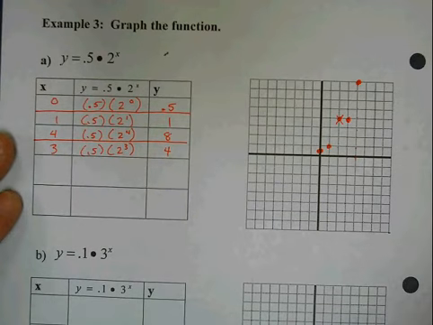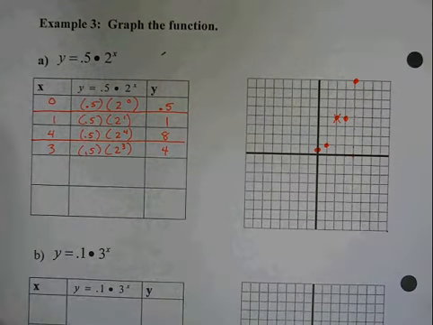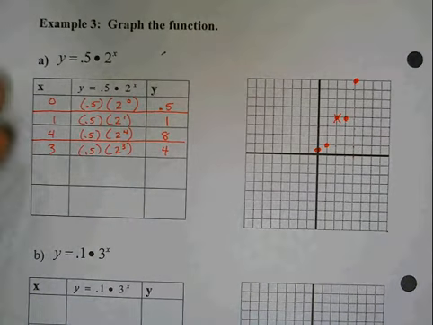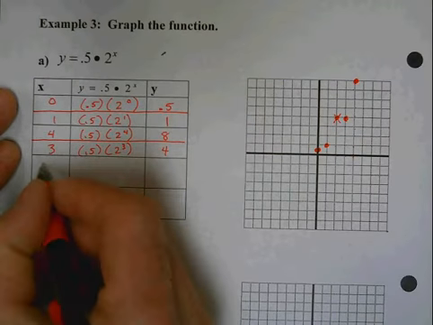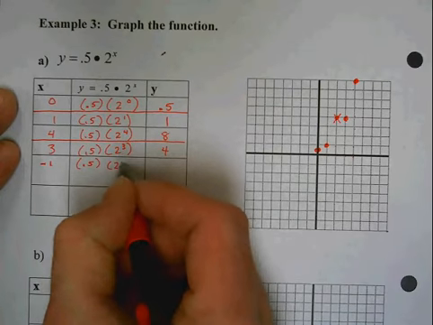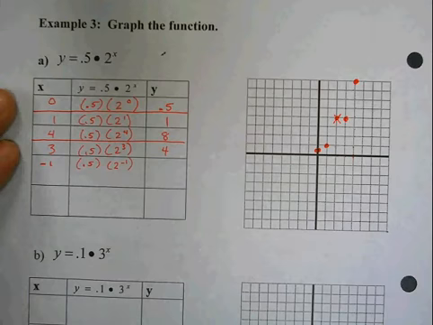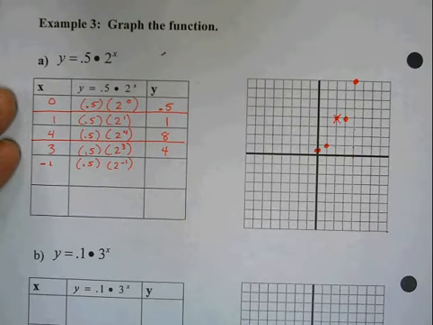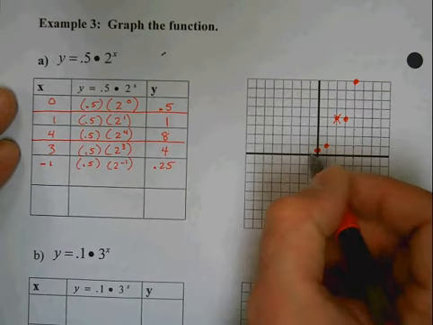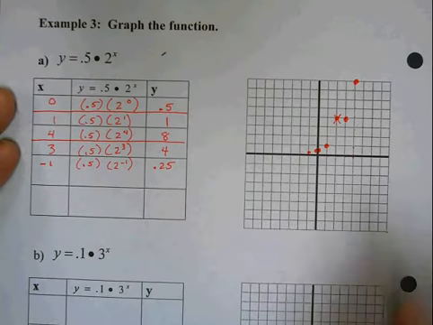Do you see kind of a curve there? Kind of going up? Kind of looks like a parabola. Let's look at some negatives. Negative 1. 0.5 times 2 to the negative 1. All right, go ahead and plug that in. 0.5 times 2 raised to the power of negative 1. What do you get? 0.25, right? So go to negative 1 and go to a quarter. Don't touch that line, though.